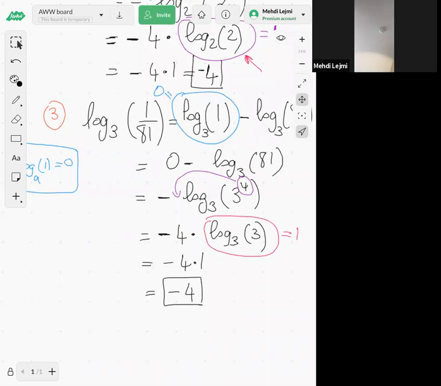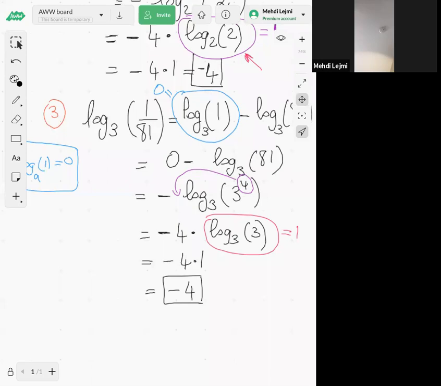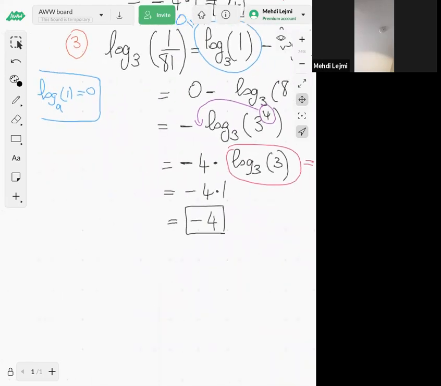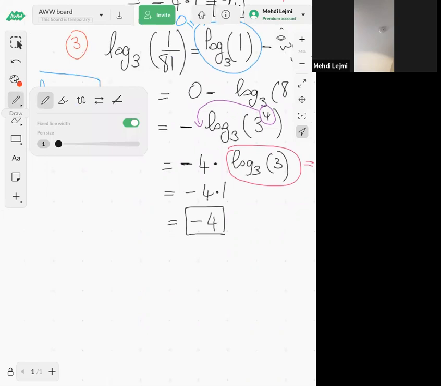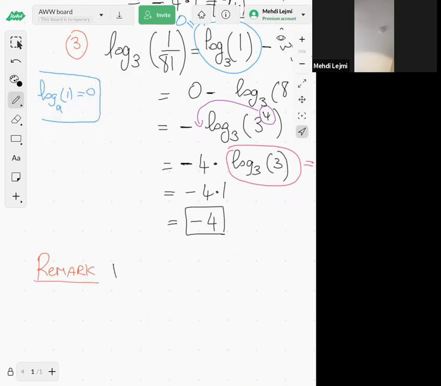Let me just mention one thing here. I forgot to say, when you have a log in base E, remember we talked about this special number E, when A is equal to this special number E, 2.7.